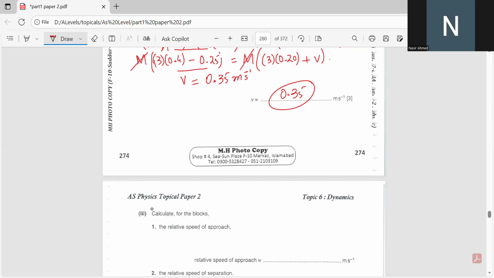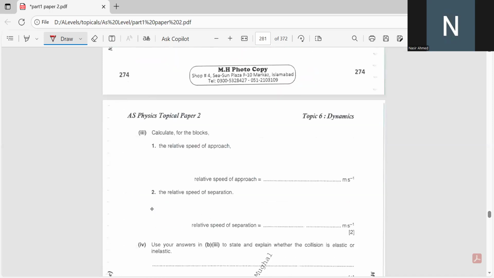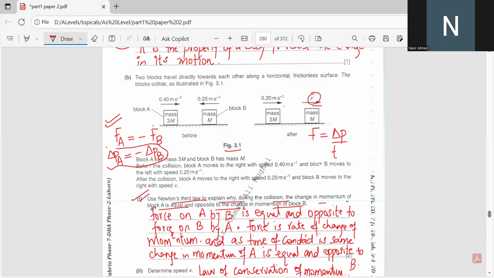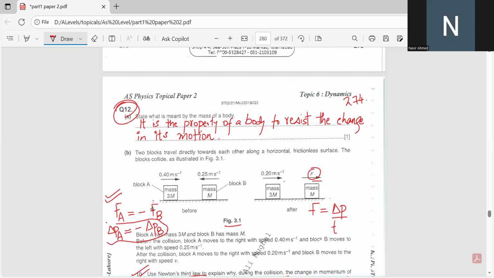Okay, moving onwards to the next part. Next, it says calculate for the block the relative speed of approach. Guys, how do we find out the relative speed? There are two ways for relative speed: either we find relative speed by subtracting, or by adding. So when two bodies are moving in the same direction, relative speed is subtracted, and when two bodies are moving in the opposite direction, relative speed is added.